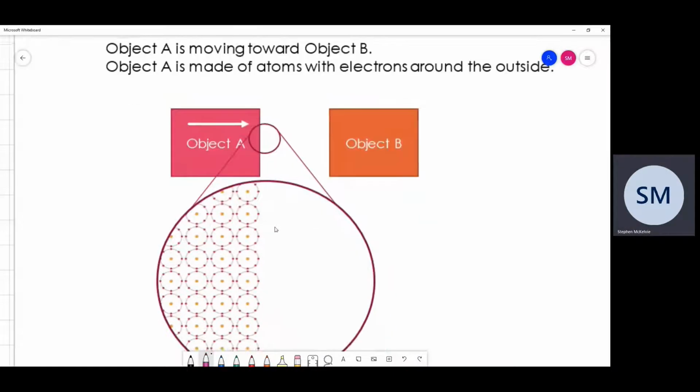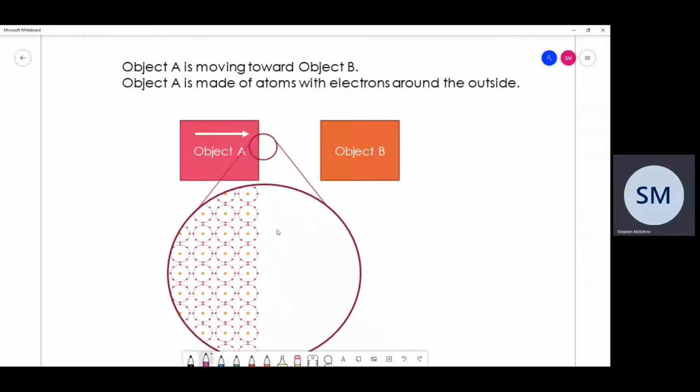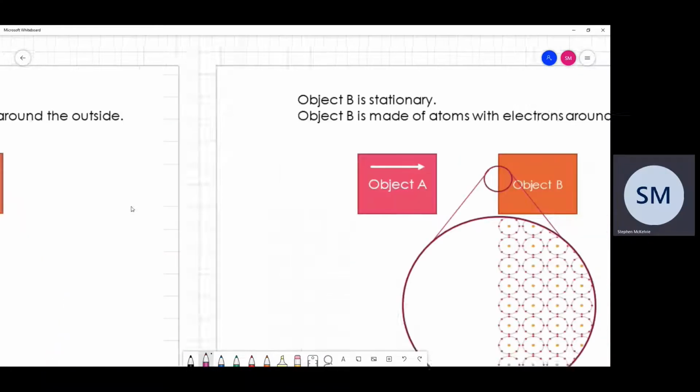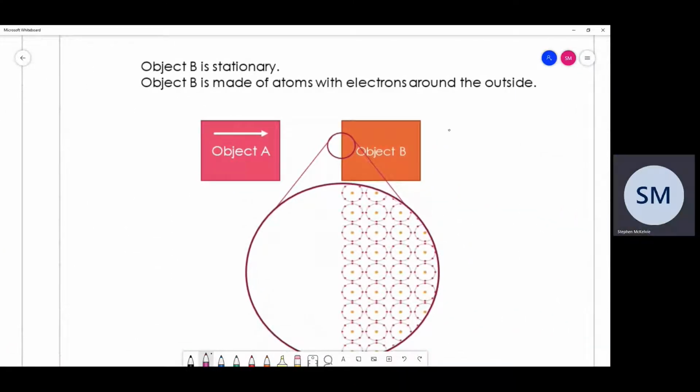Okay, so just a brief explanation on momentum first. Start off with the basics. Object A, this object here, is moving towards object B. Object A is made up of atoms with electrons on the outside, so we're looking at the edge of object A in this picture. Object B is stationary, it is not moving. Object B is also made of atoms with electrons around the outside.